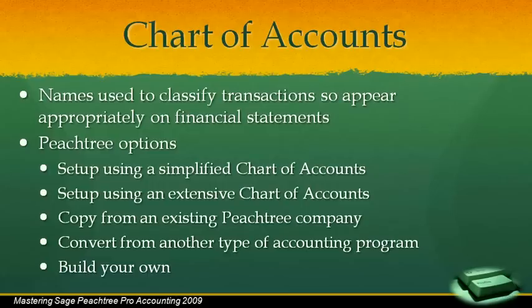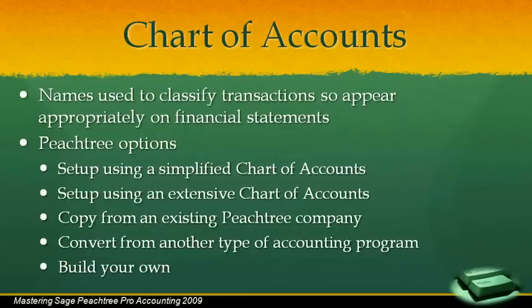So Peachtree has a couple of options. First of all, you can set them up using a simplified chart of accounts, which is just what it sounds like, kind of a bare minimum, if you will. Or you can set up using an extensive chart of accounts. Both of these allow you to select sample types of industries. So you can say you're in retail or you're a beauty salon or a bakery, something like that, and it will give you the recommended types of accounts you can have.